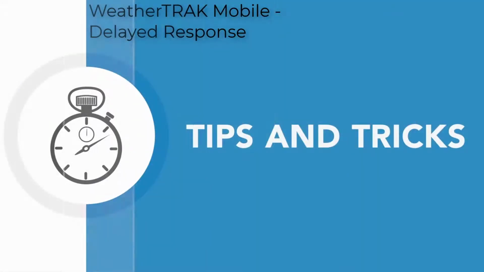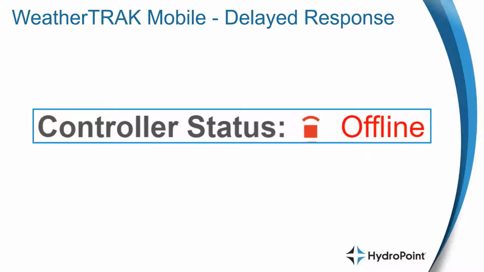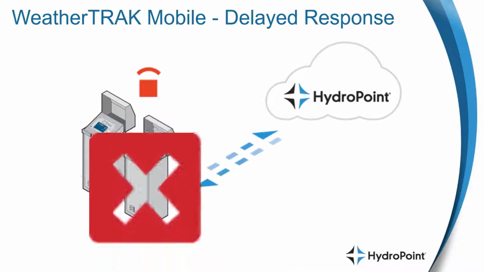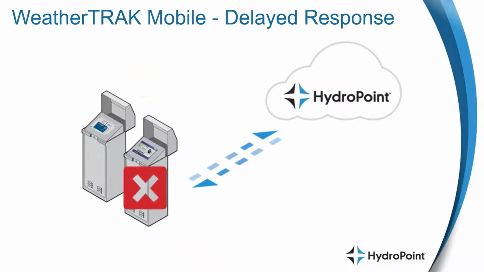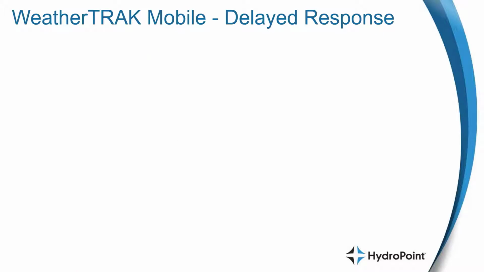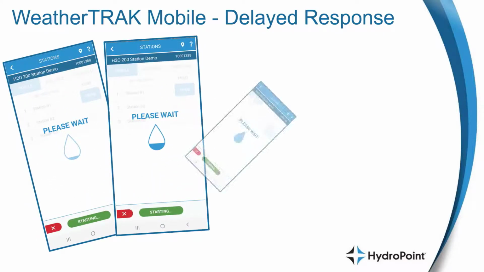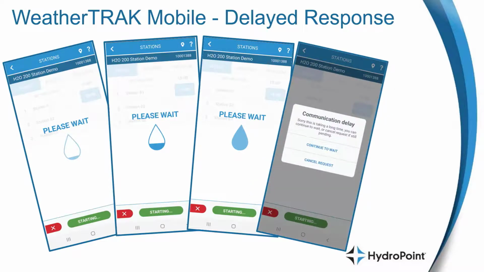WeatherTRAK Mobile delayed response. But the controller offline alert isn't the only communication issue that you might see with WeatherTRAK. And while controller offline means we have no connection to those controllers, we also depend on the quality of that communication signal. And if you have a bad connection, it can cause a delayed response that, when working in WeatherTRAK Mobile, can keep you waiting and waiting and waiting. And if you wait long enough, sometimes you'll time out and get a communication delay that can cancel your request.